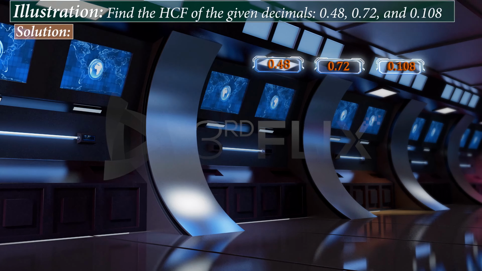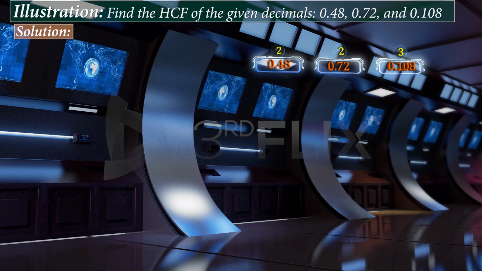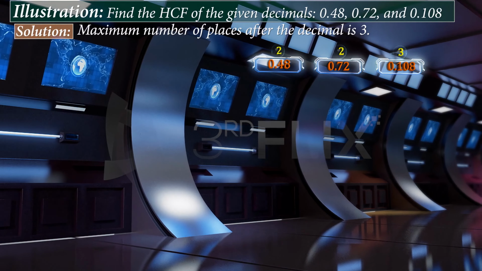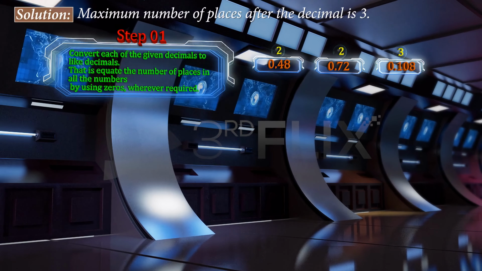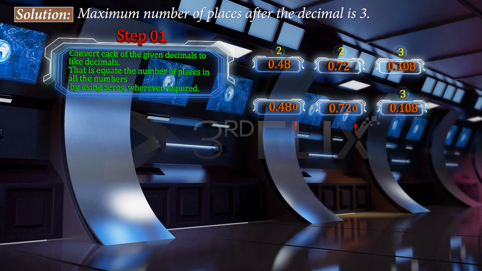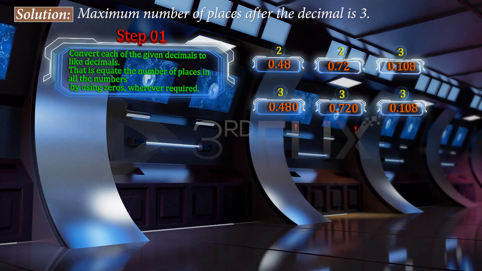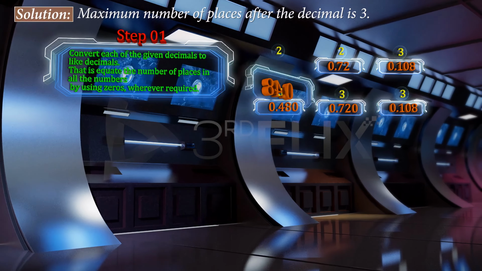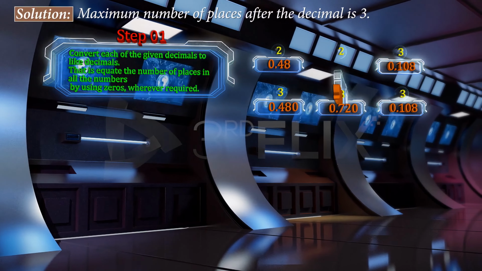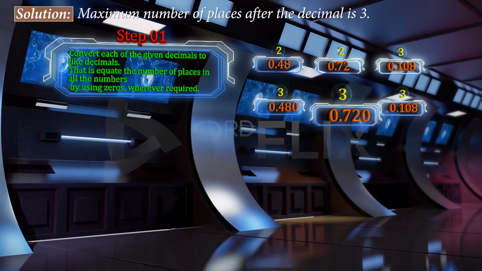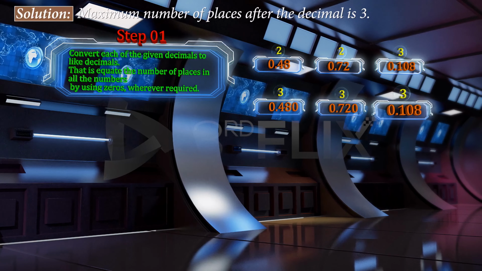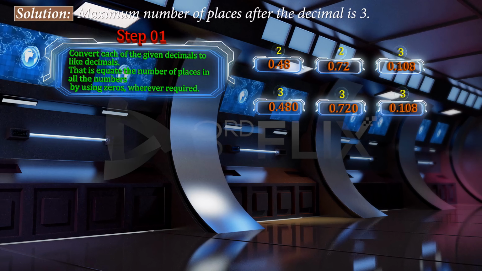Solution. From the given decimals, we observe that the maximum number of places after the decimal is 3. So, as step 1, let us equate the number of places to 3 in all the numbers by using zeros whenever required. Then, we get 0.48 is equal to 0.480, 0.72 is equal to 0.720, 0.108 is equal to 0.108.